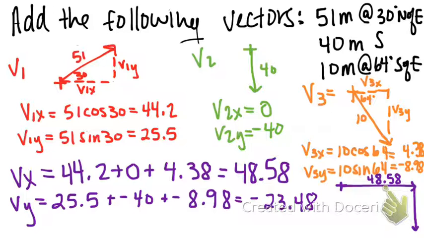And that means my resultant vector looks like that. So I'm going to find that and my angle. This side is 23.48. So I'll go Pythagorean theorem.